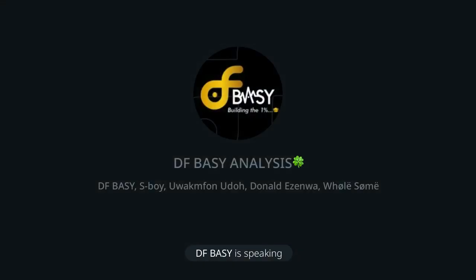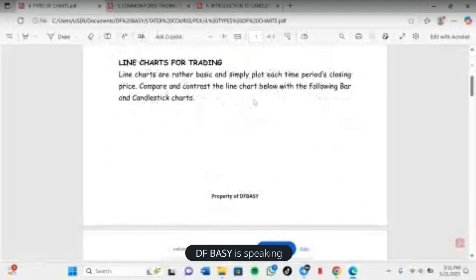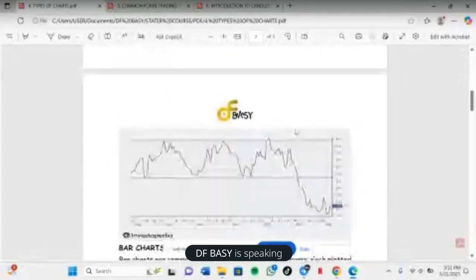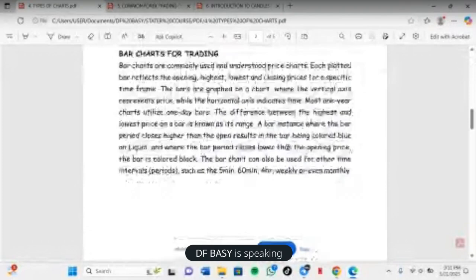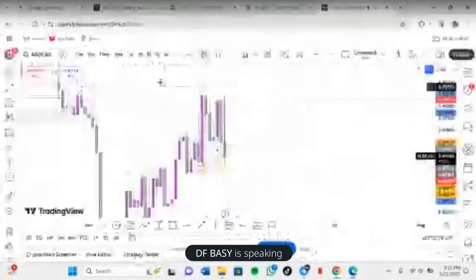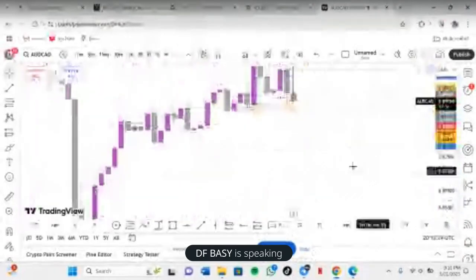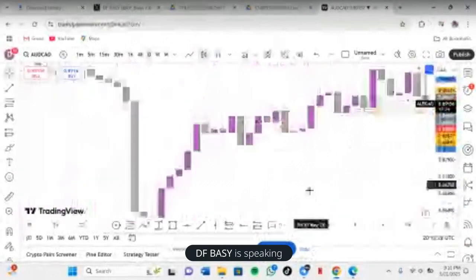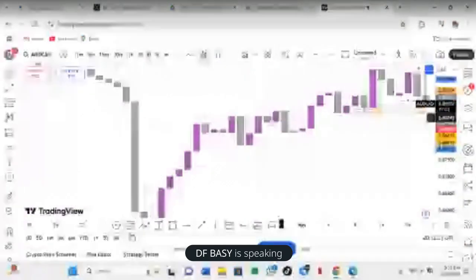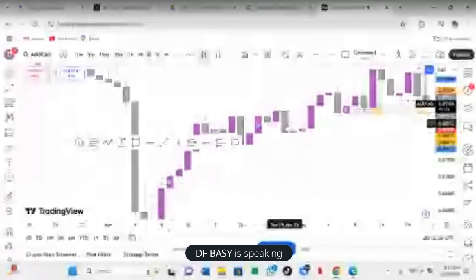Talking about the line chart, explaining how people use it, the only issue with the line chart is that there's no contrast showing the daily time frames. With the bar chart and the candlestick chart, you can see the daily time frames, the transactions that happened in the day. Let me explain this. On this chart, this is the candlestick chart, right? So now each candle represents a day. If you can look at this here.